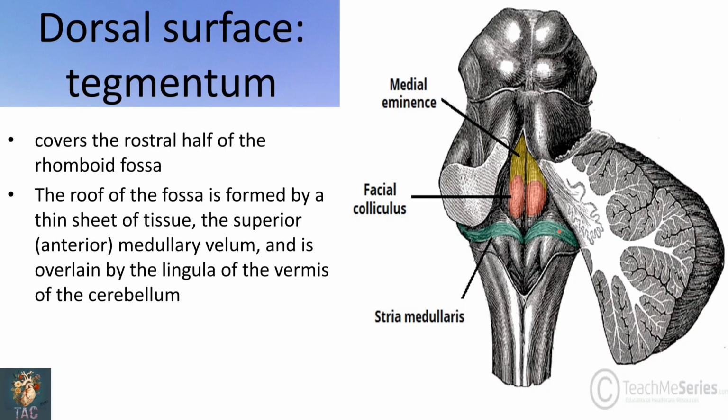Here you can see the striae medullaris. These are transversely placed fibers which are present over here, and this is the line where the pons is separated from the medulla posteriorly. In the center you can see a sulcus over here, and this is called the median sulcus, and on each side of the median sulcus you can see the medial eminence, and the facial colliculus is also present.